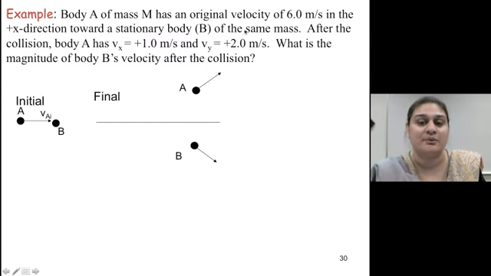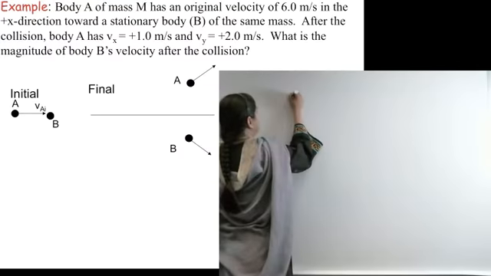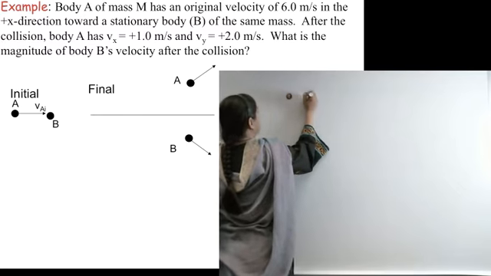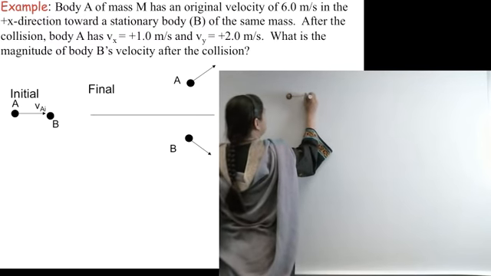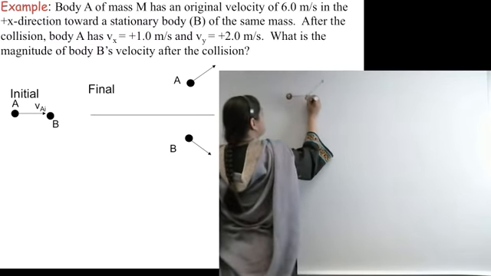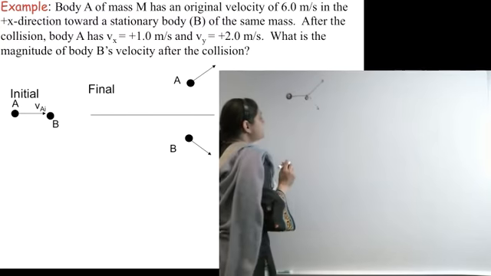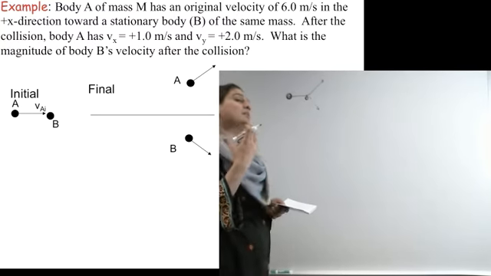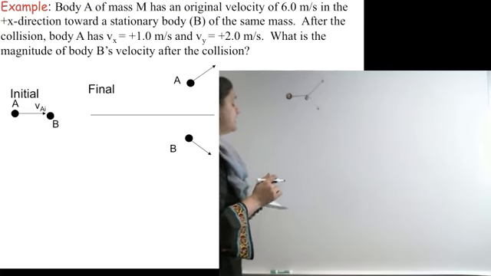So A goes that way. Now the question is, what happens to particle B? What direction and what magnitude will particle B have? In this case, we're going to look at particle A, it comes and hits particle B. It's a glancing collision. One of them goes this way. The other one's supposed to go this way, but we're going to mathematically calculate what this is going to do.